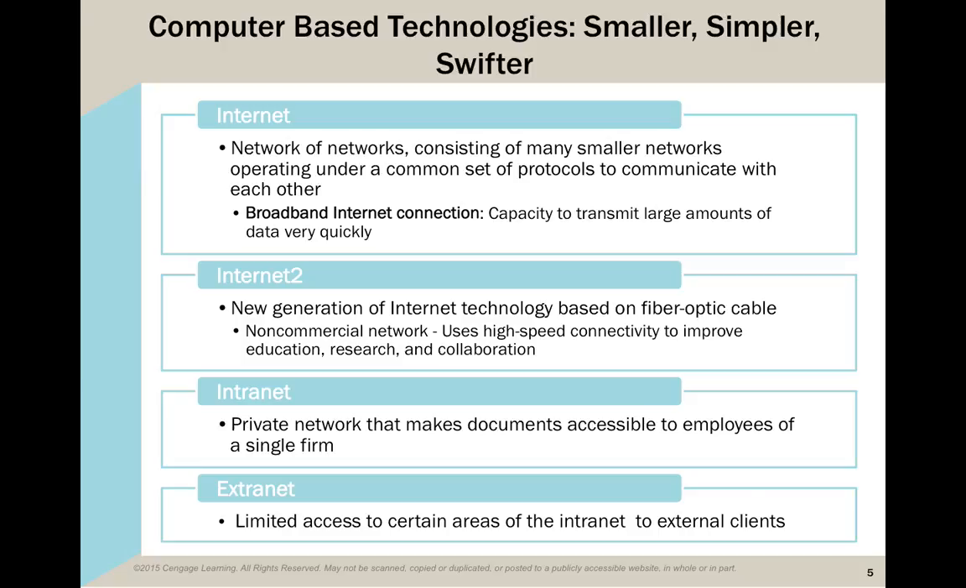And as technology continues to evolve, consumers and businesses are demanding that information be transmitted across the computer lines, the fiber optics, much, much faster. Internet 2, this is the new generation of internet technology, and it is based on using fiber optic cable. It is a non-commercial network, and it uses high-speed connectivity to improve education, research, and collaboration.